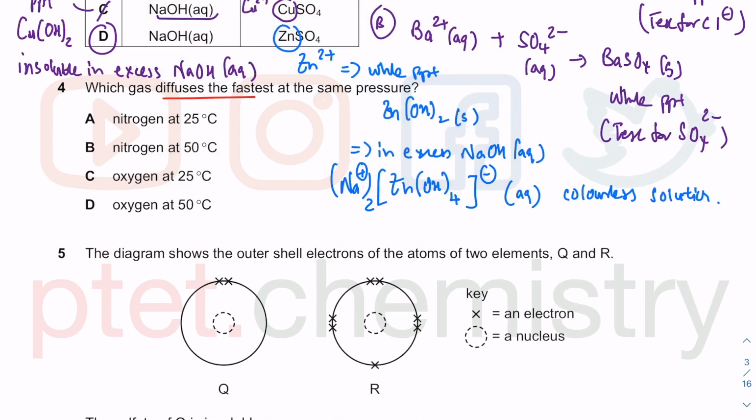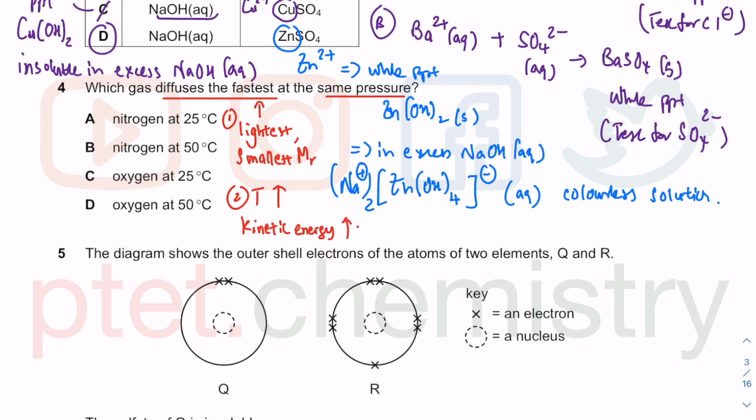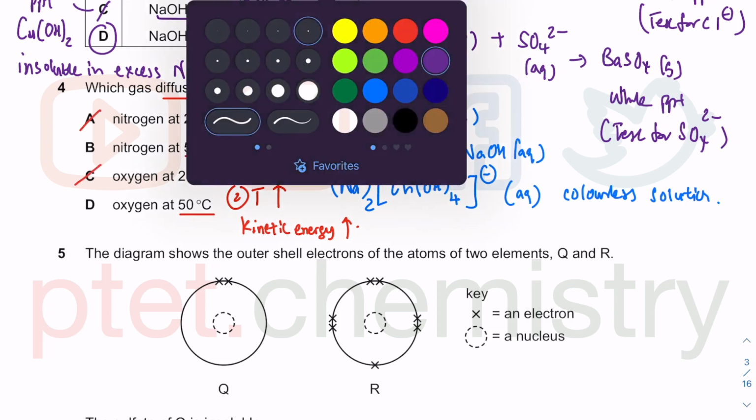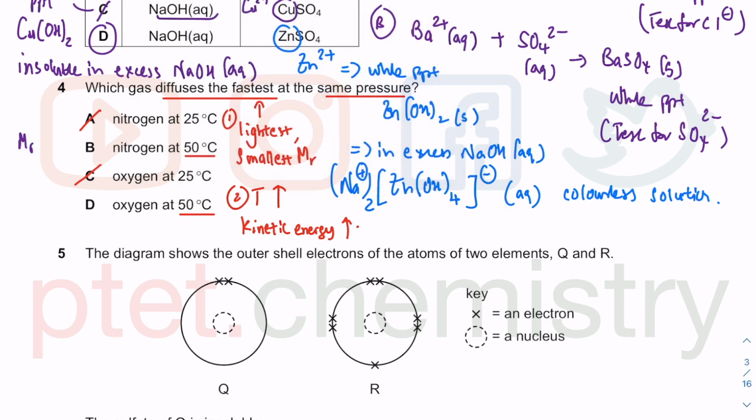Question number 4, diffusing the fastest at the same pressure. So rate of diffusion, the fastest means you're looking at the lightest. So that means the smallest Mr, because Mr is to do with your masses. And then the other one, of course, is to do with the highest temperature, because your kinetic energy will be higher at higher temperature. You can move faster, you can diffuse faster. We are looking at 50 degrees Celsius as the higher temperature. So A and C are out. And we then look at the Mr of nitrogen, which is a diatomic molecule.